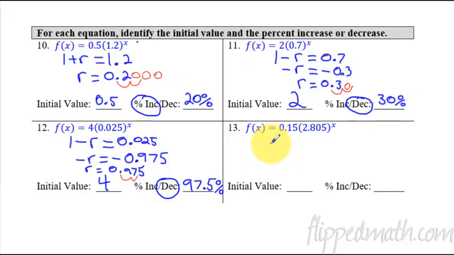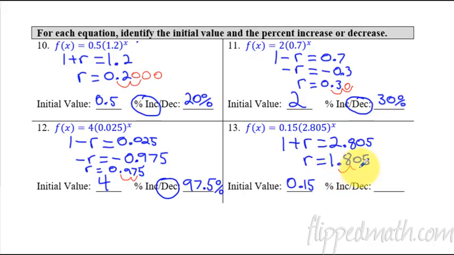Okay, last one. Initial value is 0.15, and is it above 1 or less than 1? This is above 1, so this is a percent increase where I start off with 1 plus r equals the 2.805. Solve for r by subtracting 1. 1.805. Move the decimal 2 places over, and then you end up with 80.